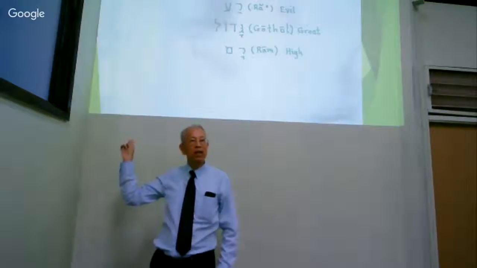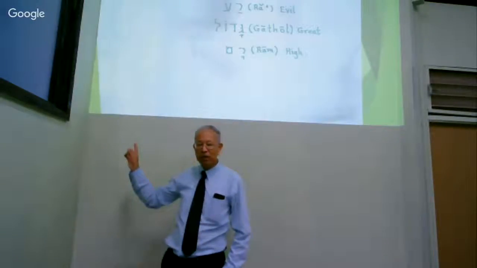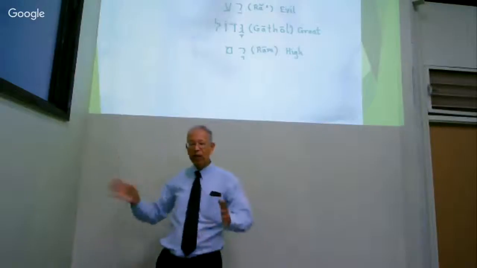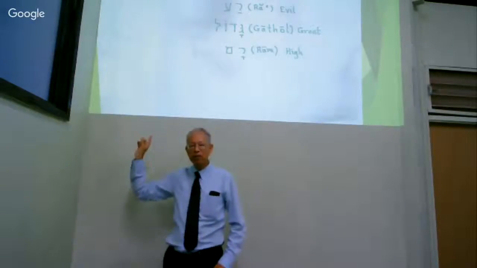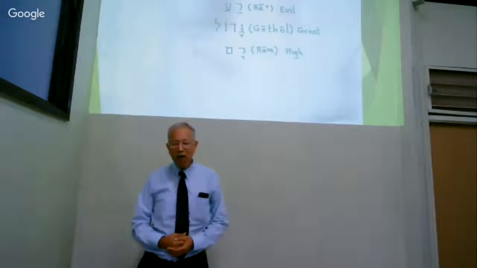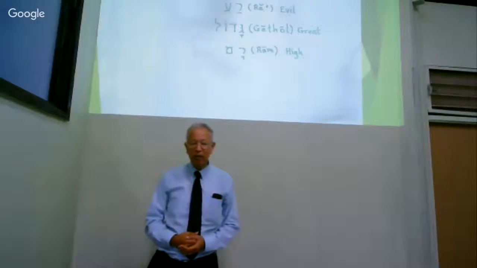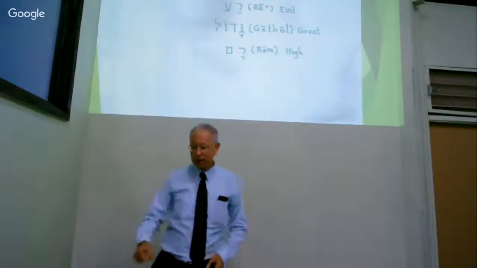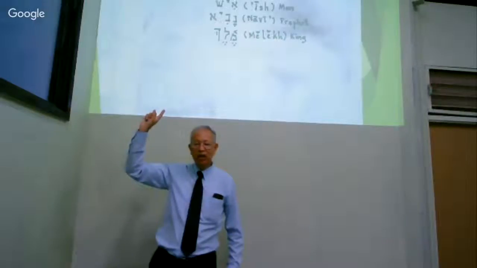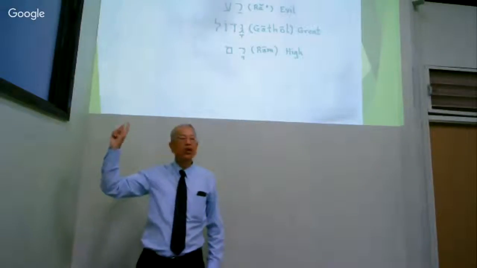You don't pronounce ayin. Ayin, like Aleph, is not pronounced in English. So you have Ra, which is a different ending from Tov. Gathol, which is a different ending from Ra. Tov means good. Ra means evil. Gathol means great. And Ram means high. Each of them has a different ending. Any question on that? It's the same as the masculine singular noun. No special ending for masculine singular nouns, and no special ending for masculine singular adjectives.